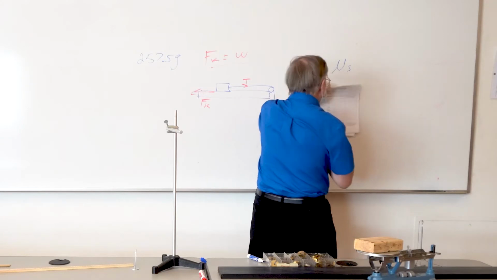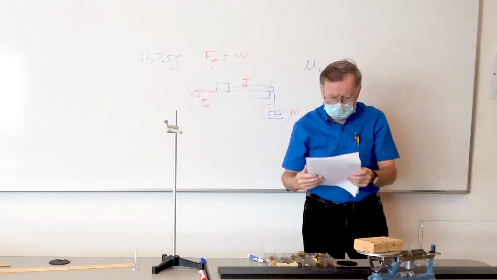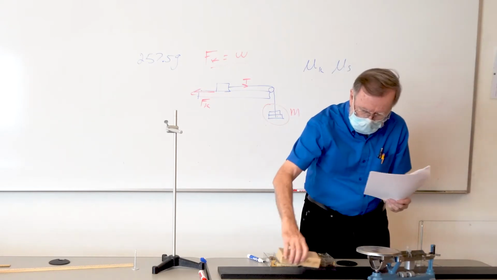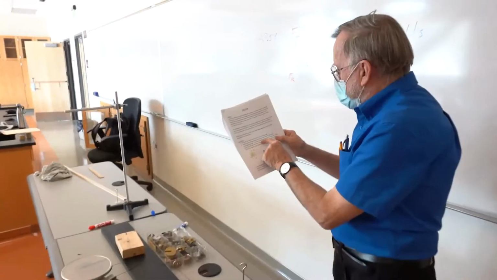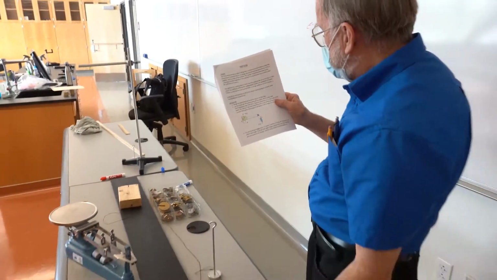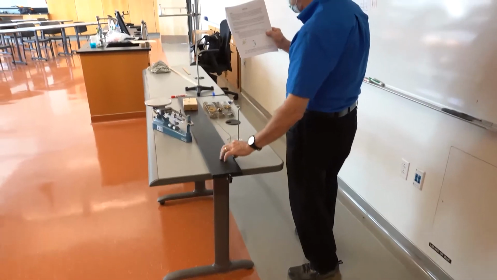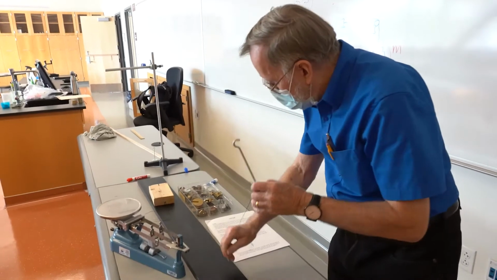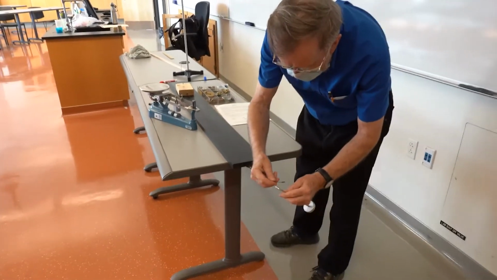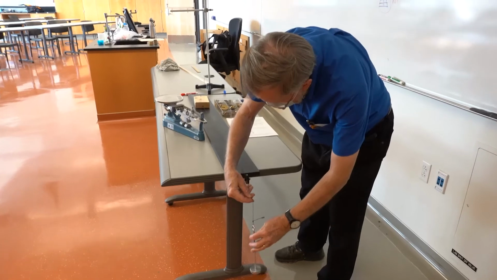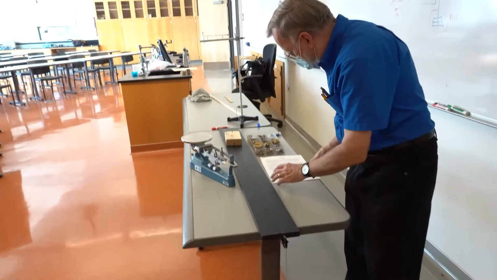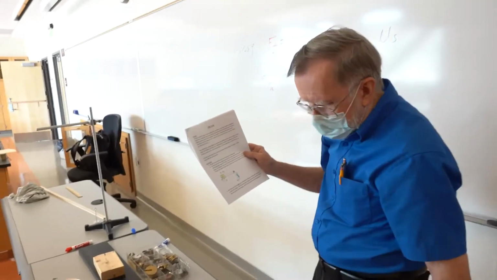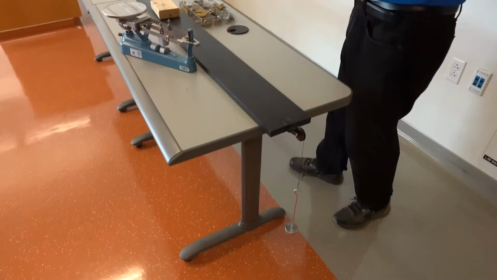Okay, so taking a look at the procedure, lay the board with the pulley on one end on the table, with the pulley end overhanging the edge of the table, place the wood block at the other end, and tie the string to the hook in the block running over the pulley. Okay, so we're going to run the string over the pulley with a mass hanger hanging from it. Okay, so this is actually a 50-gram mass hanger.